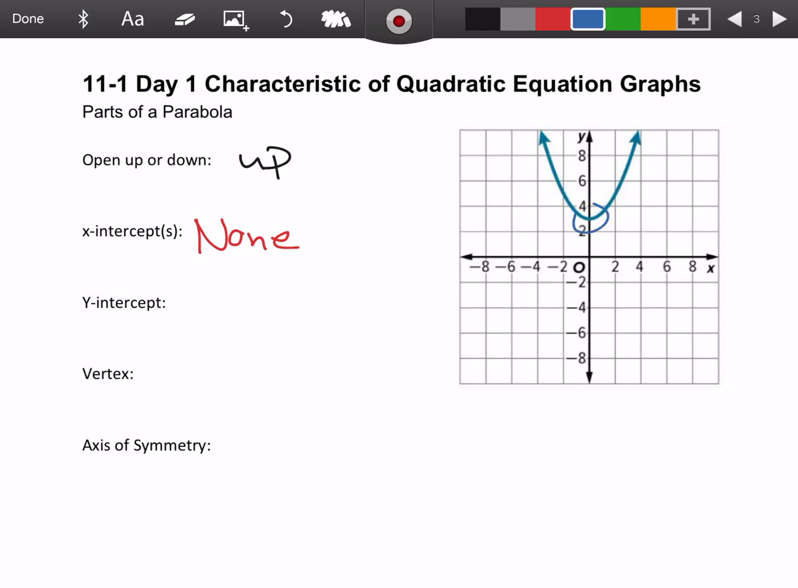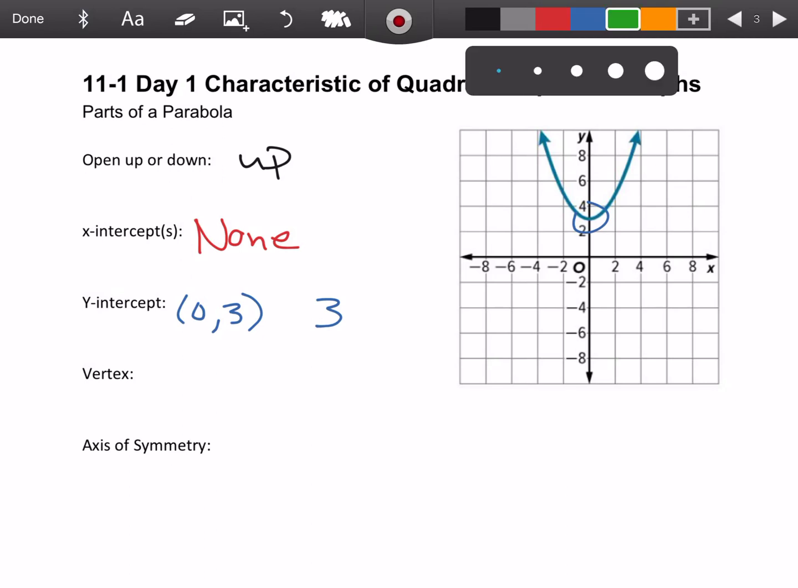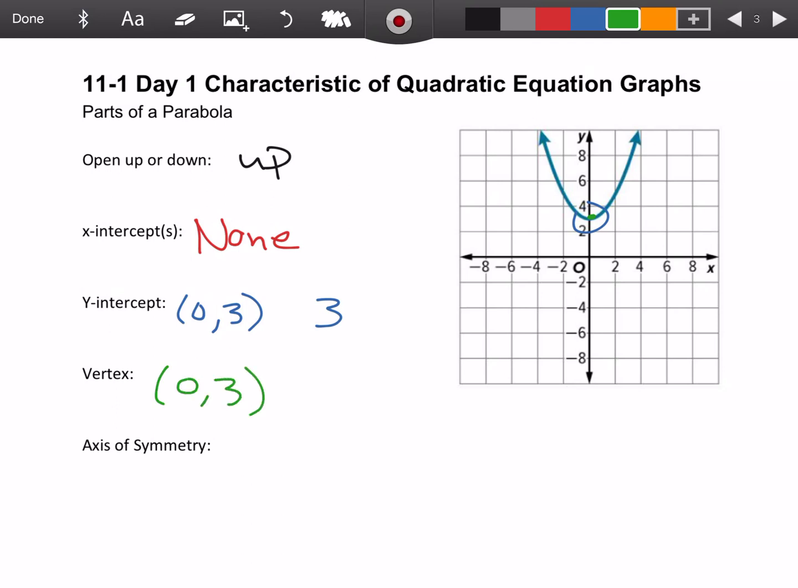The y-intercept, though, would be right here, and that would be at (0, 3), or you could just say 3 in this case. The vertex is at that point right there, which is (0, 3). So our vertex and our y-intercept are the same thing. And then going to our axis of symmetry, our axis of symmetry is actually that y-axis itself, and that's going to be x equals 0, and once again that is the x term from our vertex. So I wanted to go through an example that didn't have any x-intercepts because that parabola might look a little different than obviously some of the other ones that we've gone through.